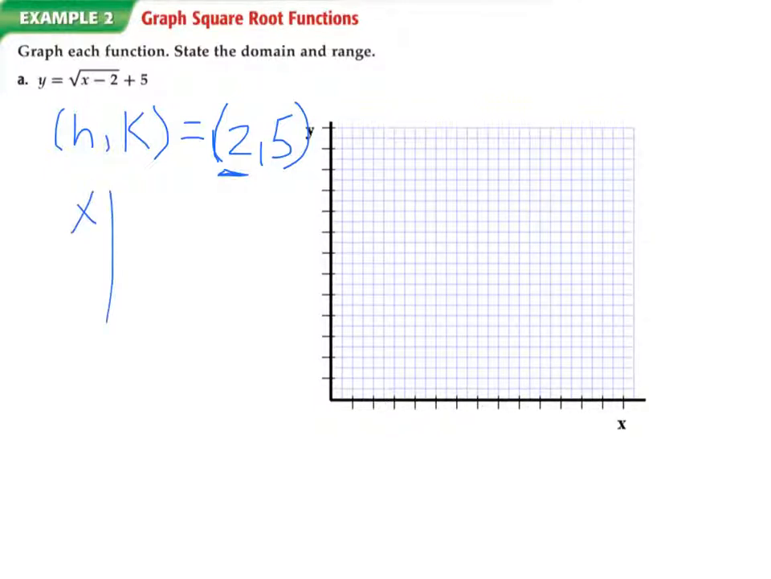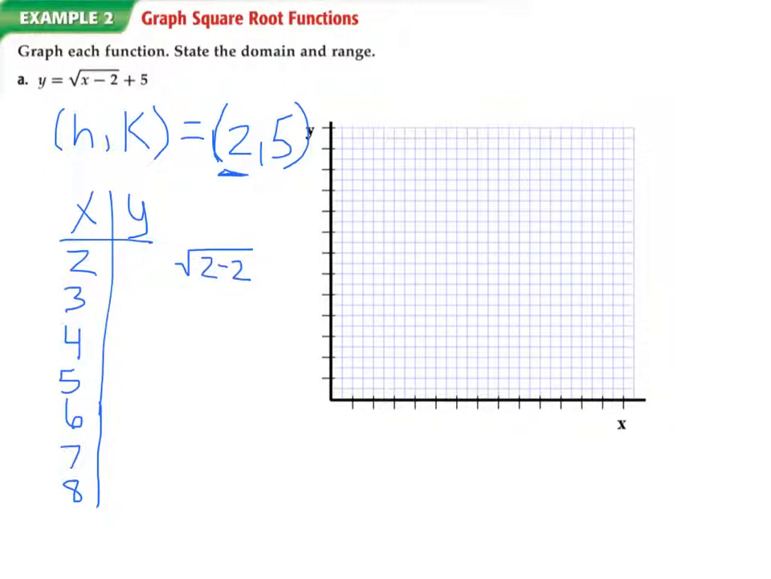If we do that, we'll just use 2, 3, 4, 5, 6, 7, and 8. We wouldn't have to use as many, but this will give us a really nice idea of what this graph looks like. To get the y values, we're just going to plug these in. For example, we're going to have the square root of 2 minus 2 plus 5. 2 minus 2 is 0, so we'll have the square root of 0 plus 5. The square root of 0 is just 0. 0 plus 5 is 5. So we do that for each of these.